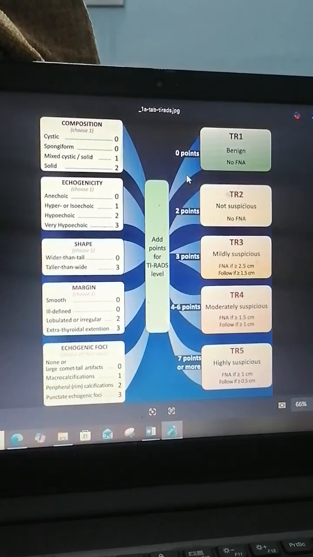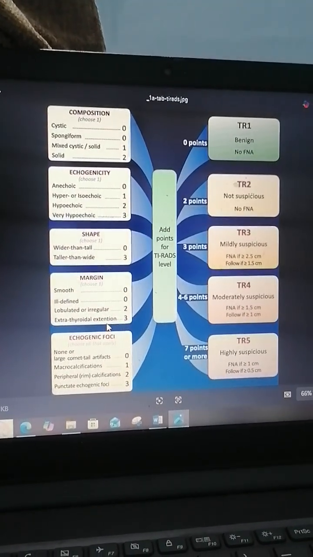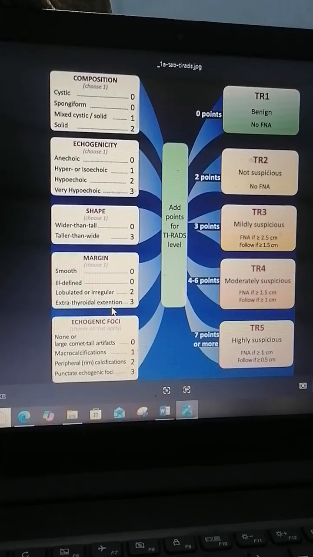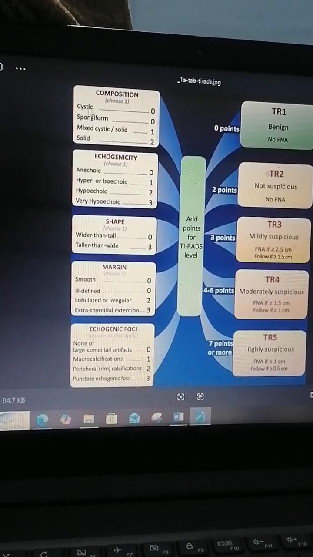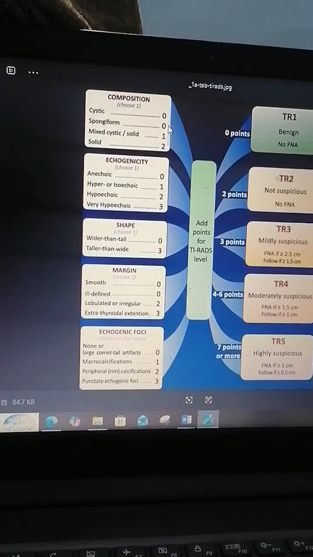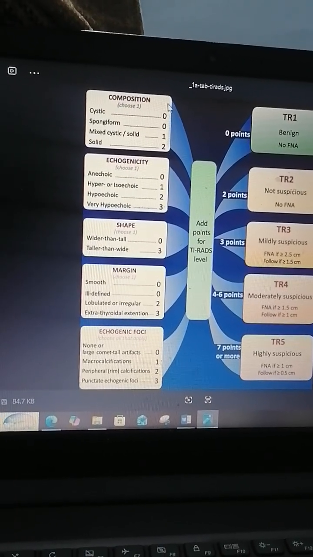The more important classification is TI-RADS. What does TI-RADS stand for? It is Thyroid Imaging Reporting and Data System. So this is the TI-RADS classification. This picture shows you all the details of the TI-RADS classification. The subclasses are composition, echogenicity, shape, margins, and echogenic foci. In all subclasses there are numbers given to different forms, and more points are given if there is suspicion of malignancy, and if there is no suspicion of malignancy, the number is 0.